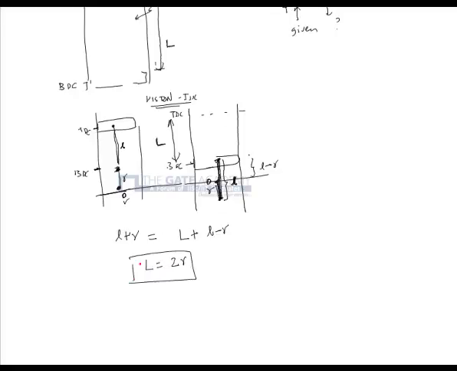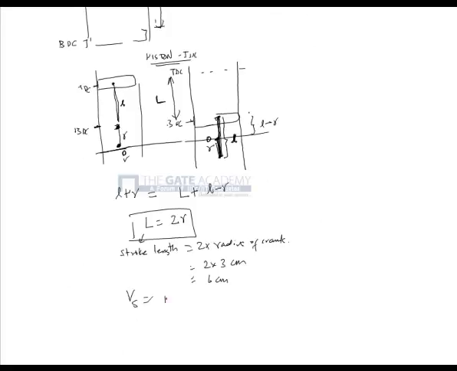This is an important observation in the single cylinder engine, where the stroke length is twice the radius of the crank, which is given as 3 centimeters, so this is equal to 6 centimeters. Let's substitute. Now we know everything. The swept volume Vs is pi by 4 into D, which is 6 centimeter, whole square, and stroke length L is 6 centimeters.